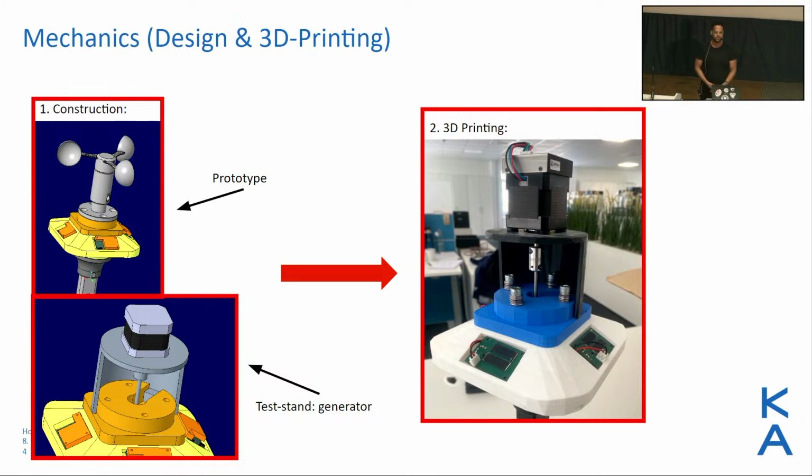The mechanical part was to design an adaptive first prototype for the energy harvesting system for the wind speed sensor. On the upper left side, you can see the construction of the prototype. Below there, you can see a part of my project I also had to do: a simulation test stand for the generator to simulate wind speed, to see how much energy someone can earn with it. And on the right side, you can see a picture of the test stand, 3D printed.